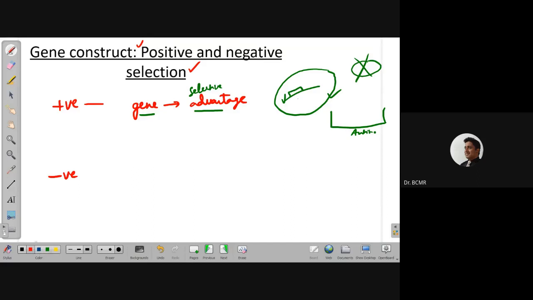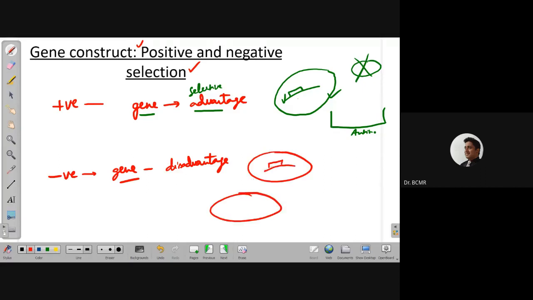In negative selection, the gene is a disadvantage. That means if the gene is present, the cell dies. So if we have two cells, one in which you have a particular gene, and the other doesn't, you provide a selection, and those that have this gene die, and those that do not have it survive. There, the presence of the gene is a disadvantage. That is called negative selection. Presence conferring an advantage is called positive selection.